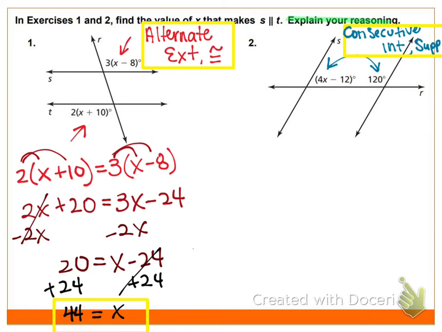So there are two ways to solve this problem, and both would get you the correct answer. One of them is, they're consecutive, and they're supplementary, so you could just add them up. And what would they equal? 180. That is option 1.